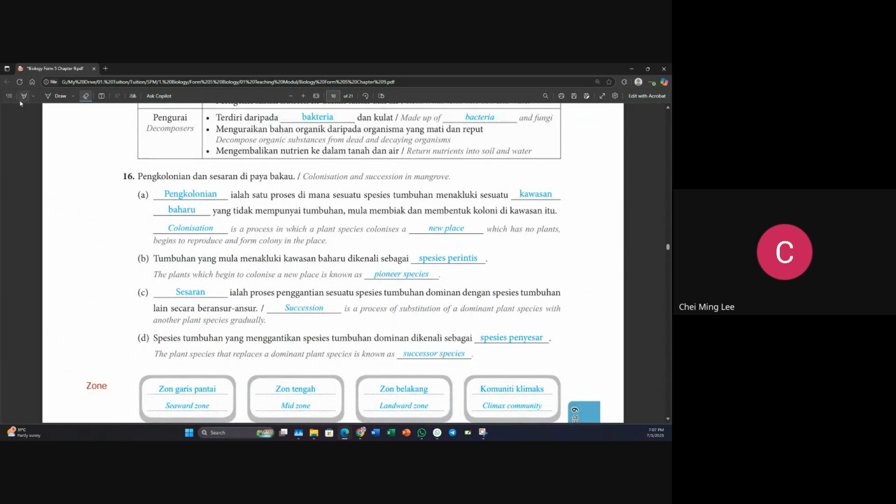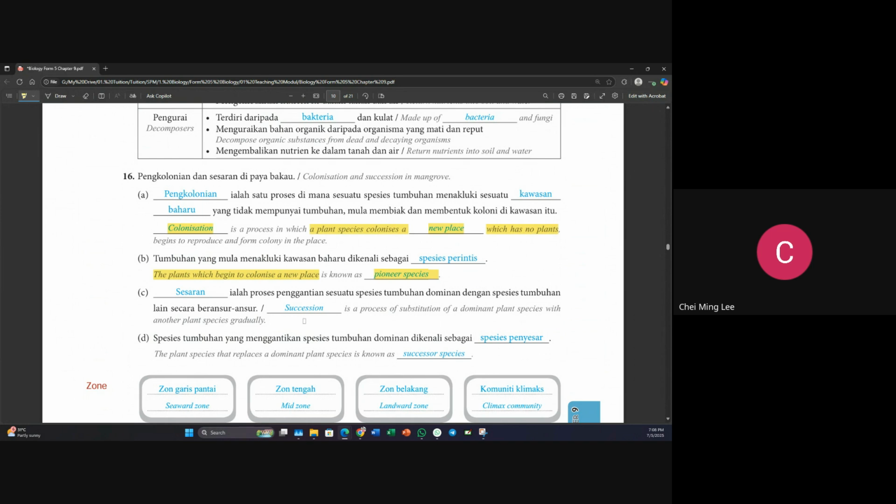Now, colonization is a process in which a plant species colonizes a new place which has no plants. The first batch comes in. Normally, they will be at the seaside, where the colonization happens. The plant which begins to colonize a new place, we call it a pioneer species. The first batch.